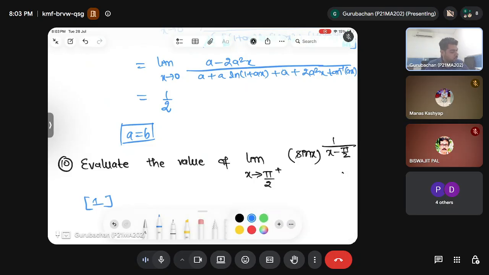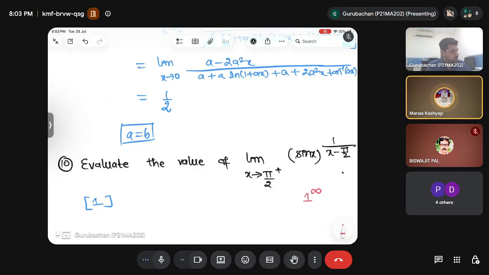And you can observe which kind of form this is. 1 to the power infinity. Yes, 1 to the infinity. Now you can try this on your own. If you have any doubt, we may discuss it in the next tutorial session on next Tuesday.